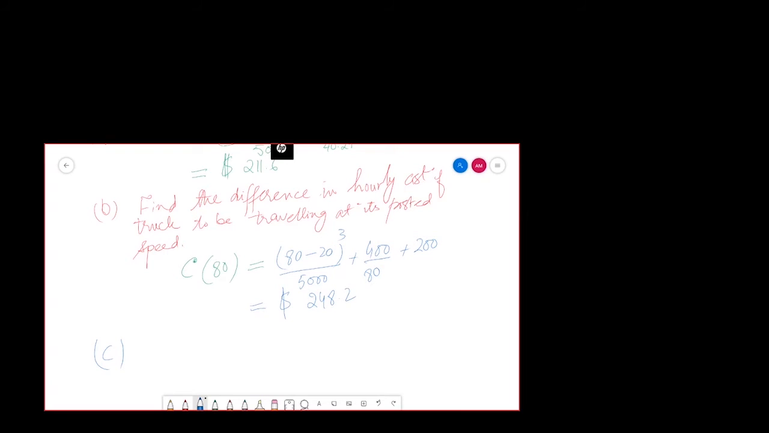So what is the difference in hourly cost if the truck is traveling at its posted speed and not at the speed where the minimum cost occurs? Not the minimum speed, because we looked at a speed. So what is the difference? The difference will be $36.6.